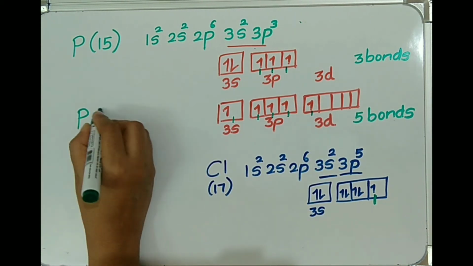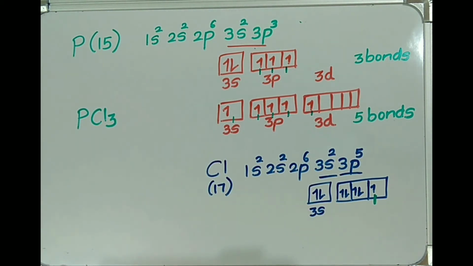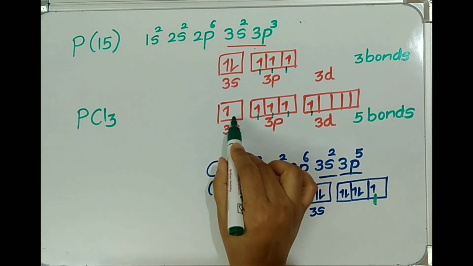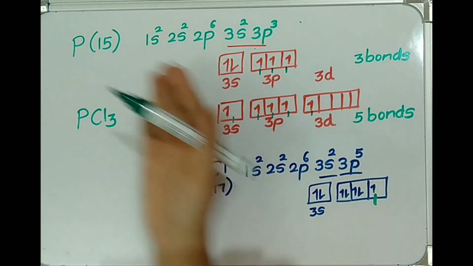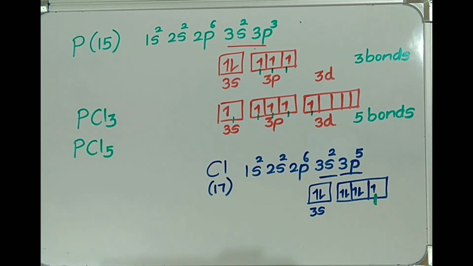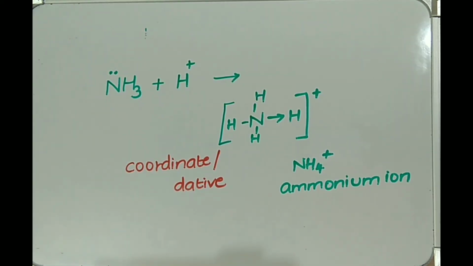So it will form PCl3. If it takes 5 chlorine, each chlorine has 1 unpaired electron. So it will bind with the 1, 2, 3, 4, 5 electrons of phosphorus. So it will form PCl5. So phosphorus can form PCl3, PCl5, but nitrogen can form NCl3, NF3. So nitrogen can make up to 4 bonds.